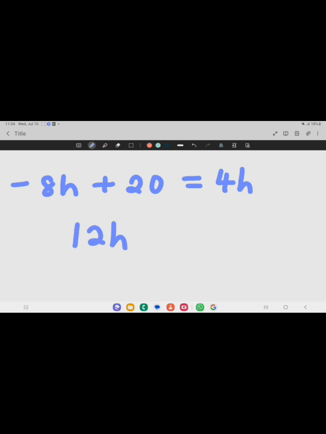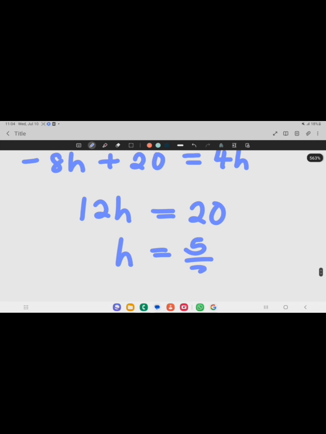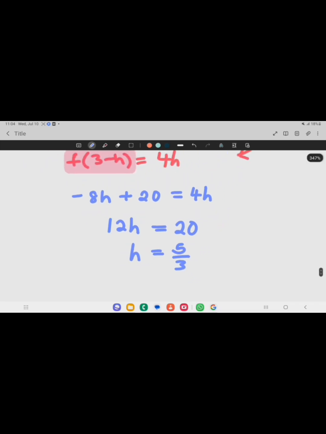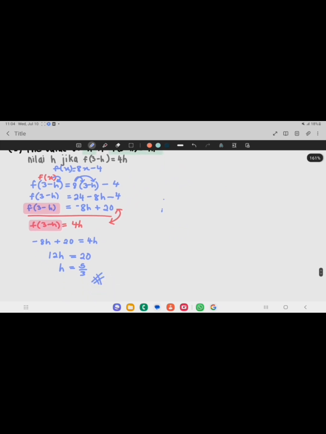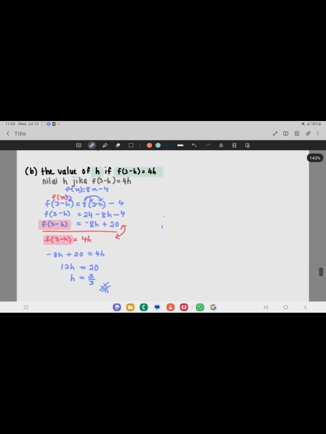So when you do that, you will get H is equals to 5 over 3. I'm not going to show the algebra. Okay, so this will be your F value. Sorry, this will be your H value. So this is how to do it.